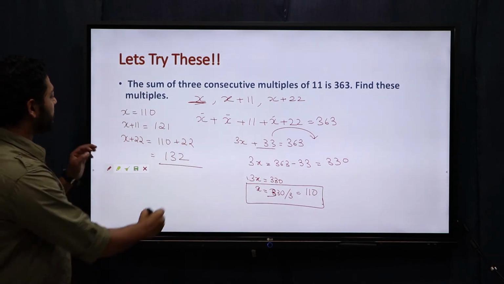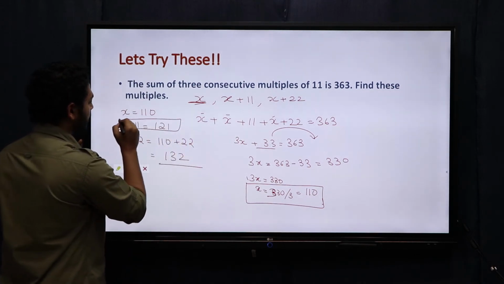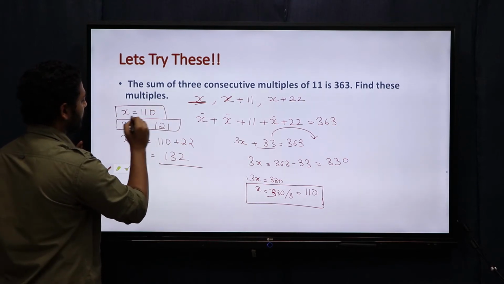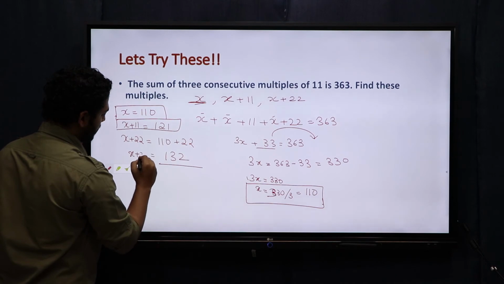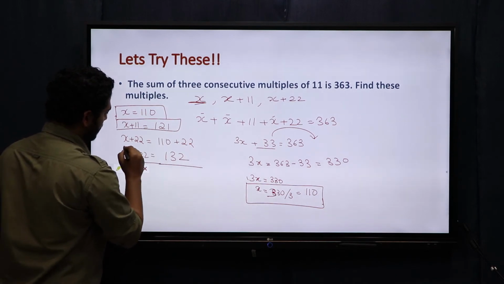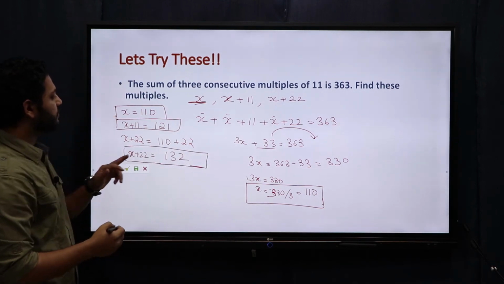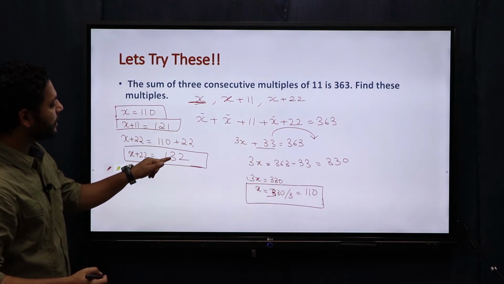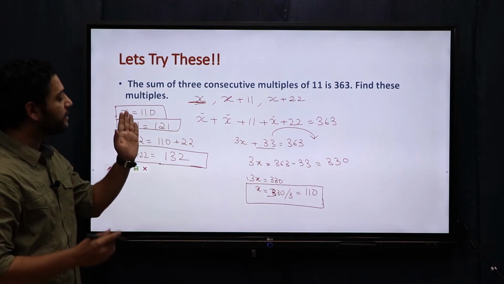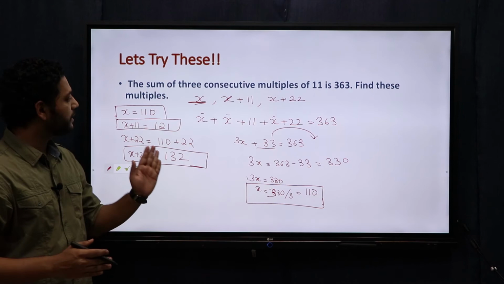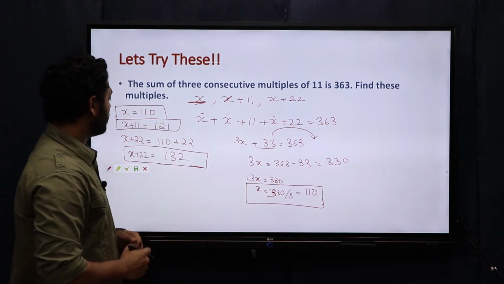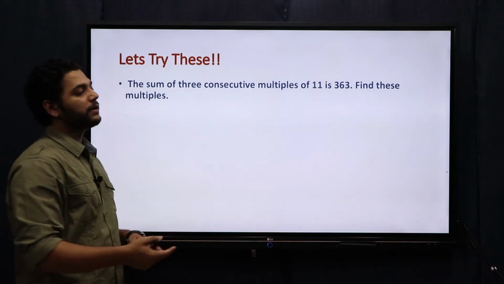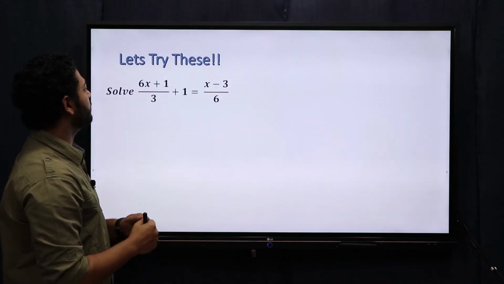Now if you observe 110, 121, 132, all these three are three immediately occurring multiples of 11, right? I hope this question was clear. Now let's move forward to the final problem.